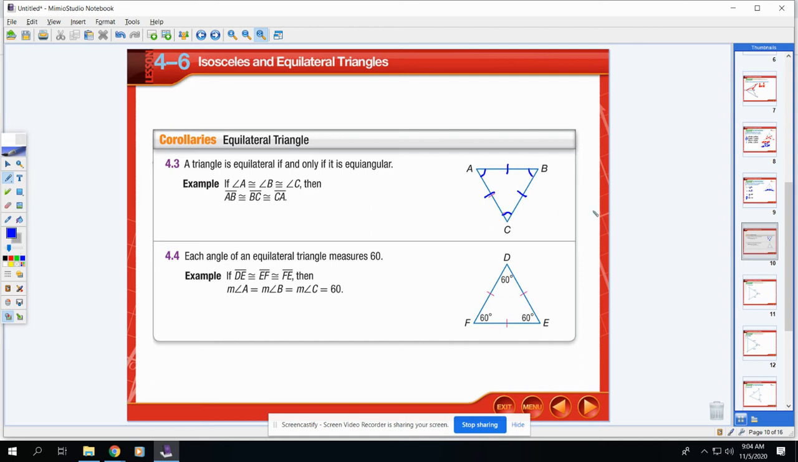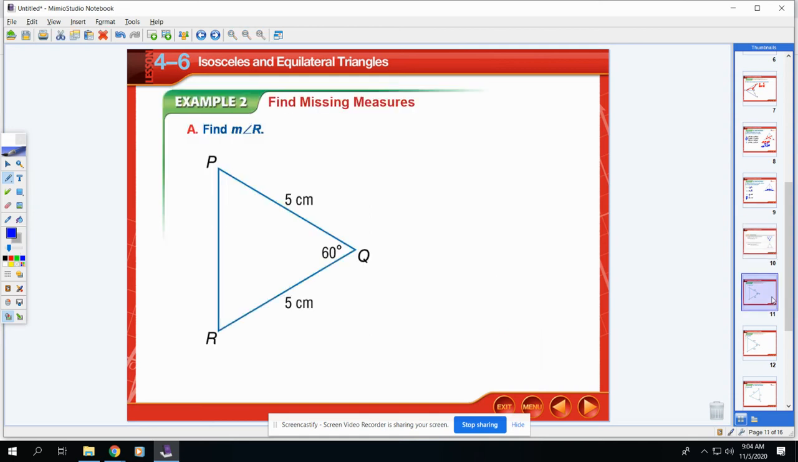We don't ever have to worry about anything being different. All the angles are always going to be 60. All the sides are always going to be congruent. So equilaterals here will be pretty fun to deal with. Just know that everything is always equal.